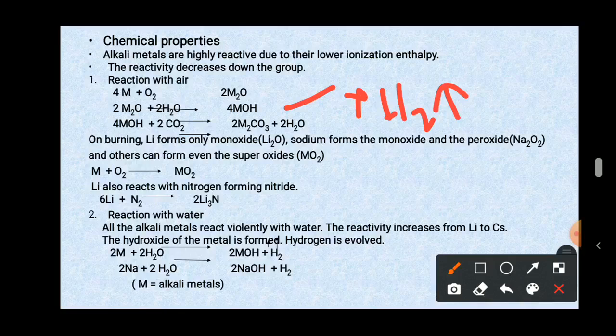You can't keep it on the table or on the glass like that, because immediately it will react with the moist air and it will make a sound. So it is very dangerous because it is highly reactive. That's why it is preserved under kerosene.